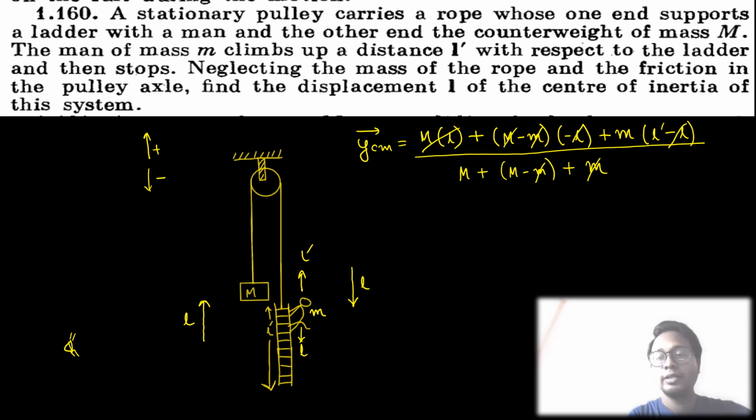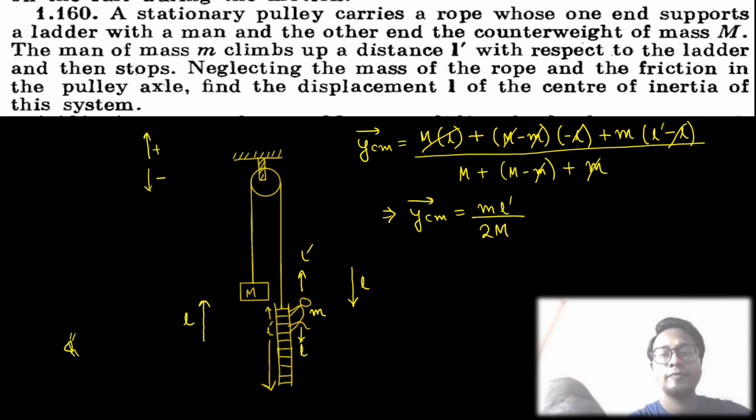So our rise of center of mass is nothing but the remaining values: m, L dash or length of the ladder, divided by 2m. If we add in the denominator, we'll get 2m. And this rise of center of mass is from the frame of reference of ground.